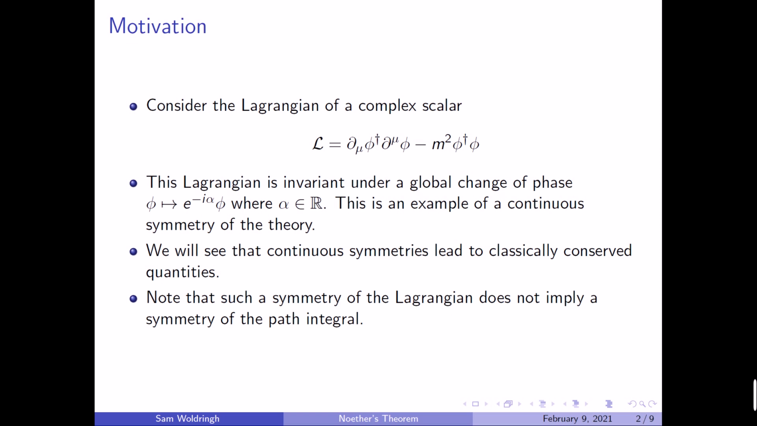And you can notice that this Lagrangian is invariant under a global change of phase where phi goes to e to the minus i alpha times phi, where alpha is a real number. And this is an example of a continuous symmetry of the theory. Now we will see that continuous symmetries lead to classically conserved quantities. One may already note that such a symmetry of the Lagrangian does not necessarily imply a symmetry of the path integral, since there's always the integration measure to worry about.